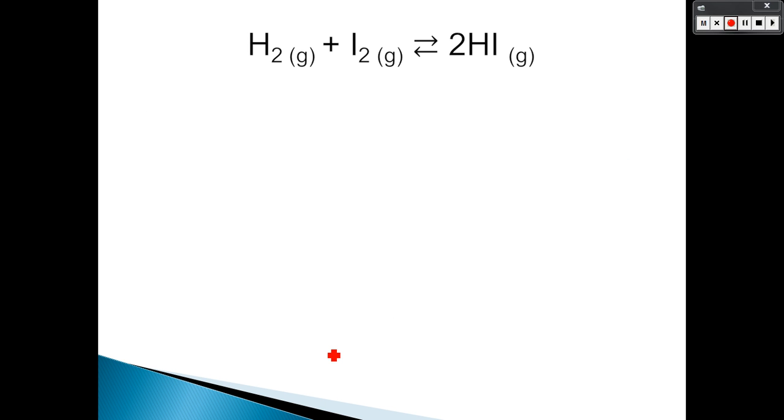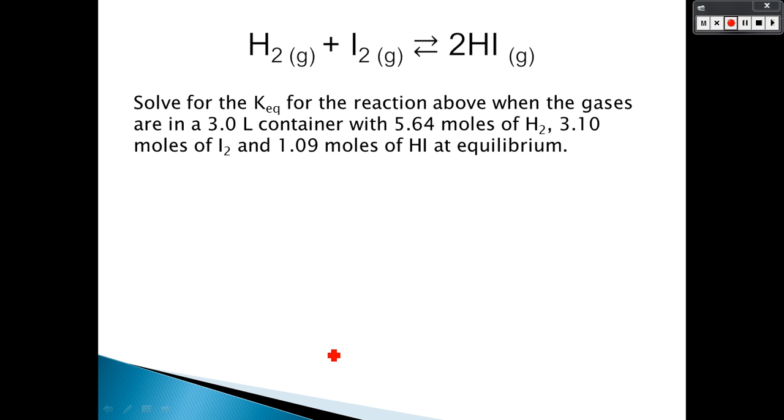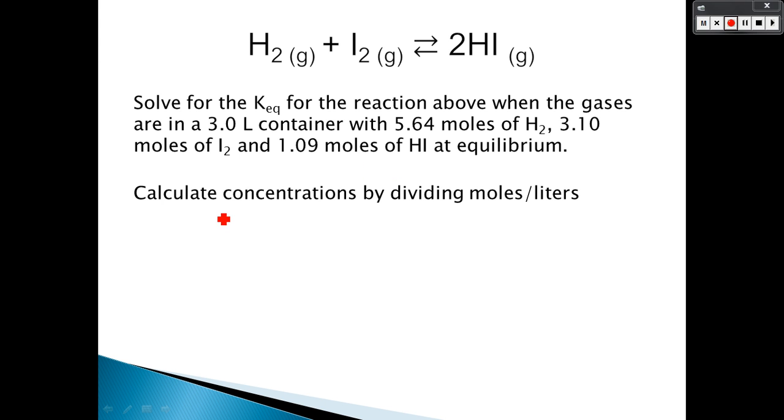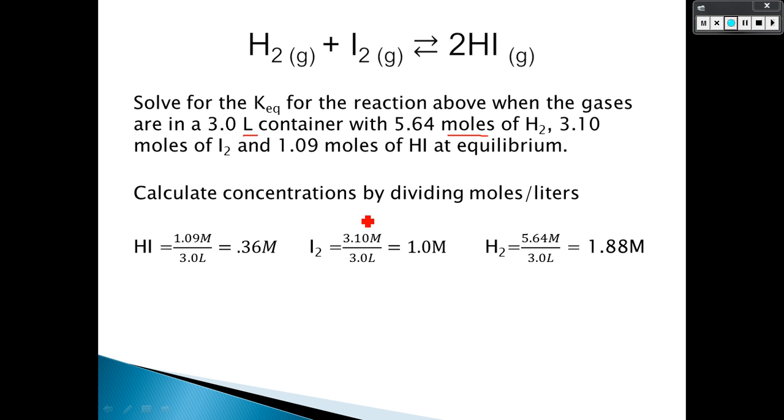Finally, we've got H2 gas plus I2 gas forms 2HI gas. And so the question is solve for the KEQ of the reaction above when the gases are in a 3-liter container with this many moles of H2, this many moles of I2, and this many moles of HI. Go ahead and pause that and try to solve, and then check your answer. So the first step is you actually have to calculate concentrations. We don't know the concentrations here. We have moles. So we have amounts, we have volume, we have liters, so we have to find the concentrations.